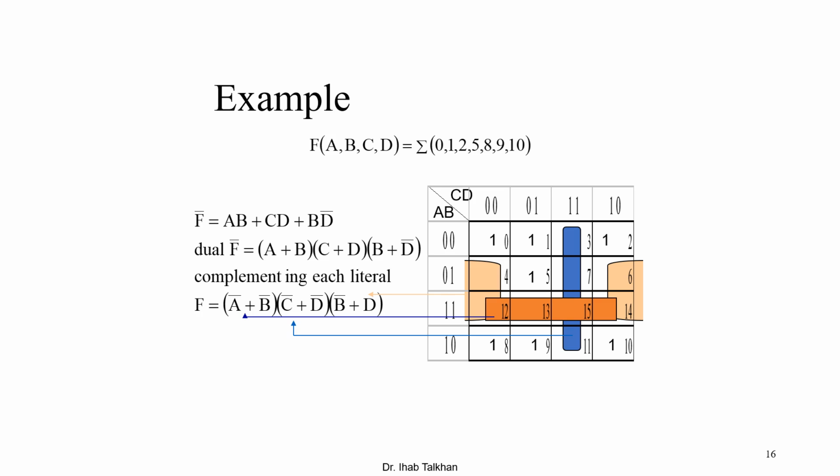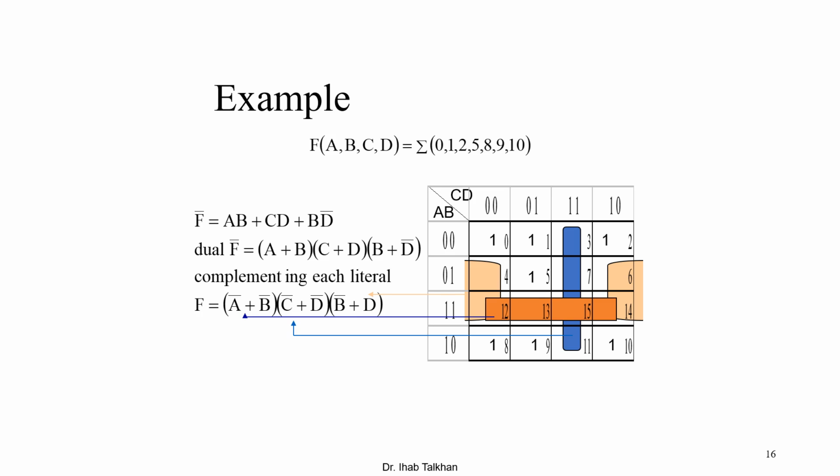So if you go to the left hand side, you find F bar equals AB plus CD plus BD bar. If I take the dual of F bar, I will end up with the dual of F bar equals A plus B multiplied by C plus D multiplied by B plus D bar. And if you complement each letter, which is taking F double bar, you will end up with F. F as a product of sums, as is shown here: F equals A bar plus B bar multiplied by C bar plus D bar multiplied by B bar plus D.